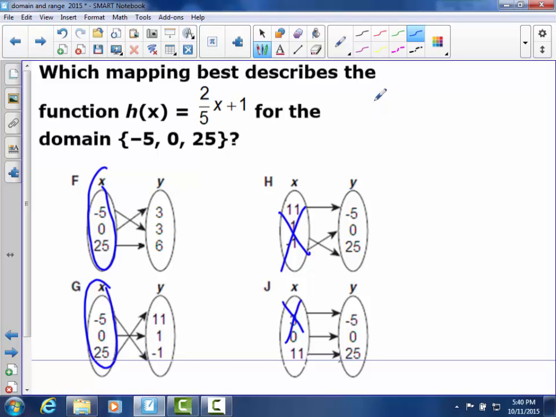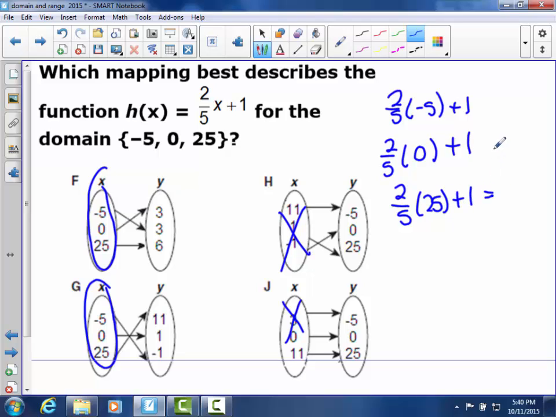So to test that out, we can replace x with -5, with 0, and with 25. Okay, that's going to be -2 plus 1, which is -1. This would be +1, and this will be 11. Okay, so I looked here. These numbers do not match at all. Check these out. 0 is going to 1, -5 is going to -1, and 25 goes with 11, just as we said. So G is the correct answer there.